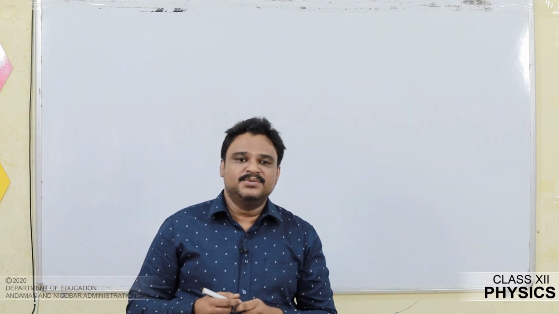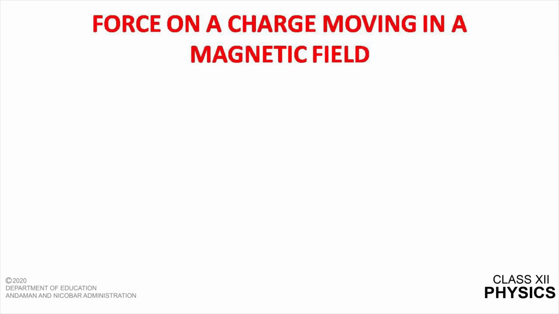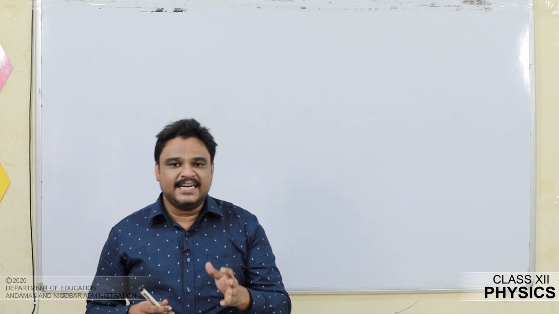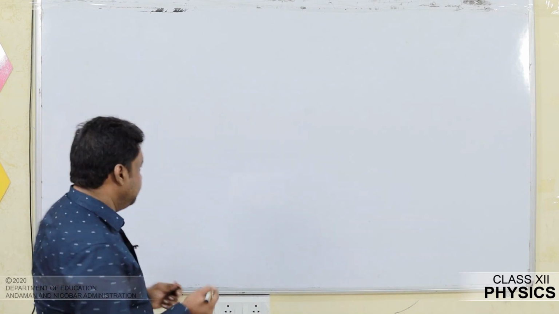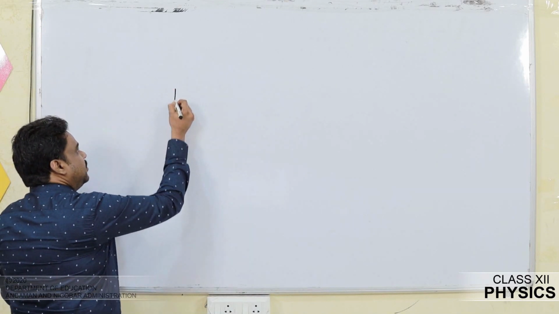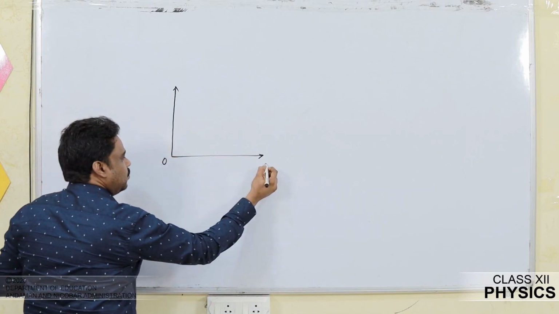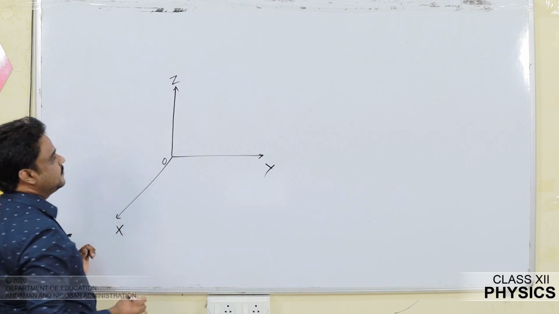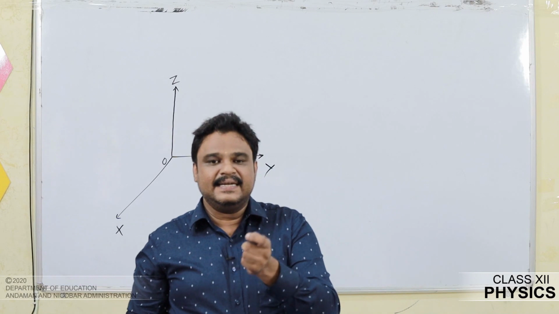I am going to get into the main topic of our chapter, force on a charge moving in a magnetic field. What happens when a charge moves in a magnetic field? Let us explore. Ultimately, the charge will experience a force. So how to start? I am going to assume a coordinate frame, O, y, and z. I am going to mark this as the x axis. Let a charge plus q be moving in a magnetic field.